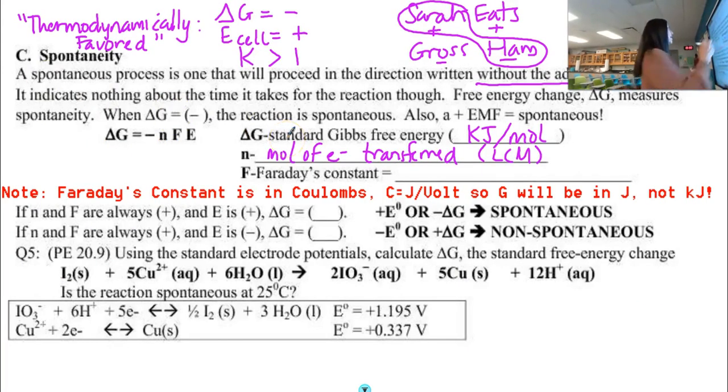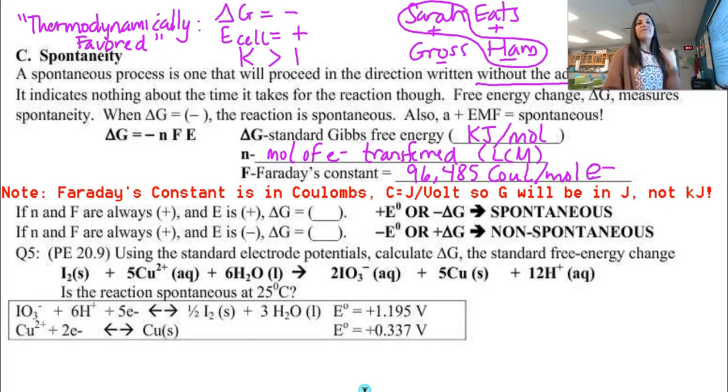96,485 coulombs per mole of electrons. And when we say mole of electrons, we're talking about the electrons that are being transferred. Okay, that's going to be really important too when you end up doing electroplating or metal plating problems.